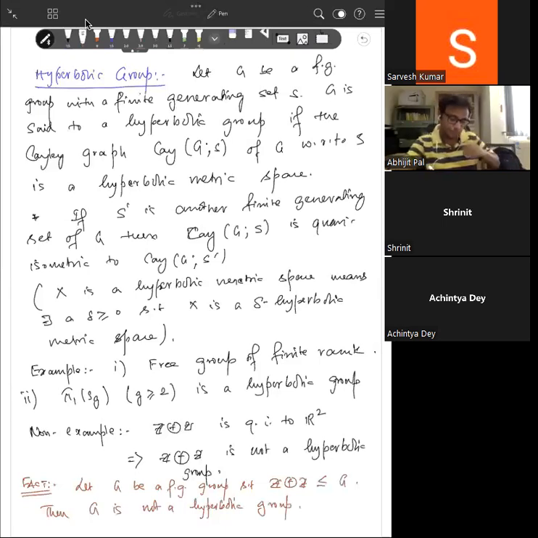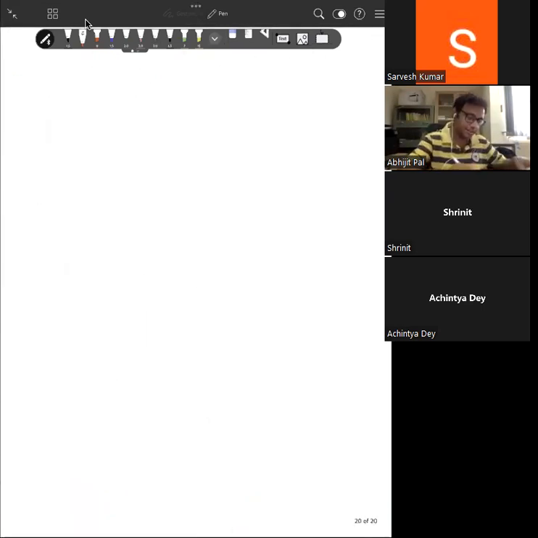So can I say this? If I have a group G which has a subgroup which is not hyperbolic, then the original group G itself is non-hyperbolic. Will it happen? No. Maybe I have that result. So this result is by Rips.